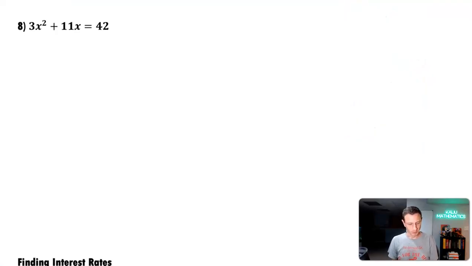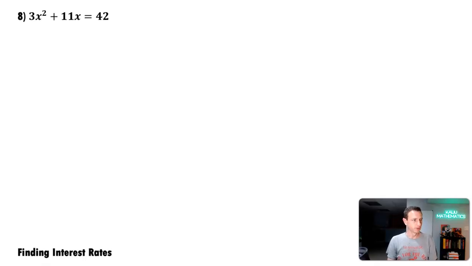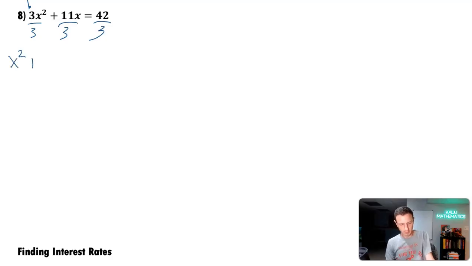All right, let's do one more, then we'll look at an application. So number 8, 3x squared plus 11x equal to 42. So again, this is not 1. So we want to make it 1 by dividing by 3. So I get x squared plus 11x over 3 equals 14. 42 divided by 3 is 14.